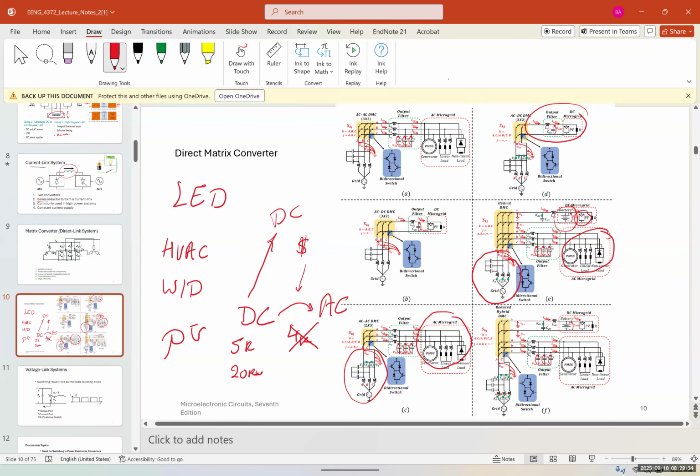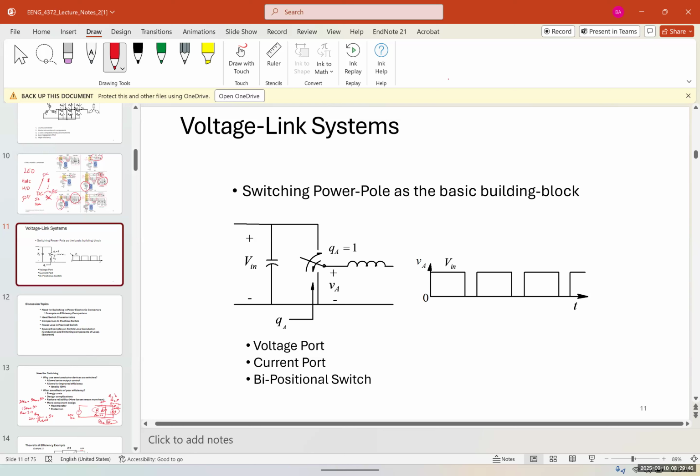And then we have voltage link systems with a switching power pole. This is the basic building block of the DC to DC converters, buck and boost converters. We have a voltage port, and you can see that it's connected in parallel with a capacitor. And then we have our voltage link, which is here, the capacitor, and it's in parallel. And then we have our current port, which is an inductor and it's connected in series. And then we have a bipositional switching as well.